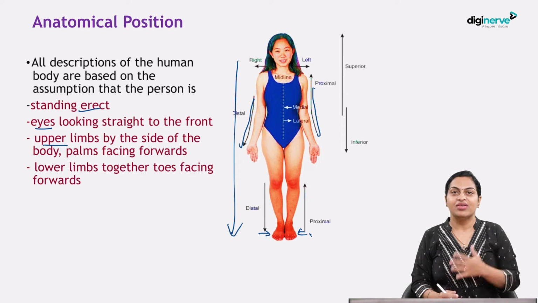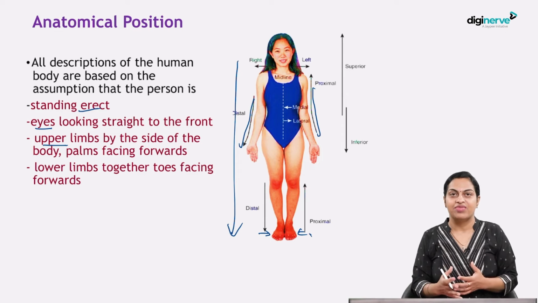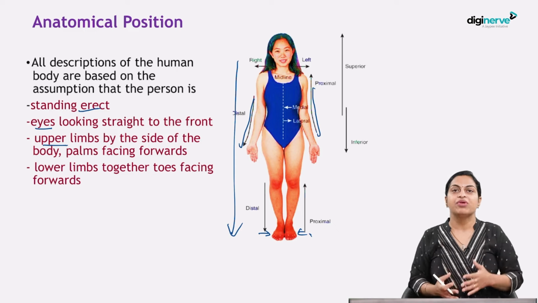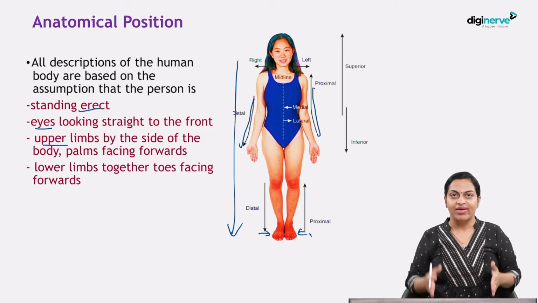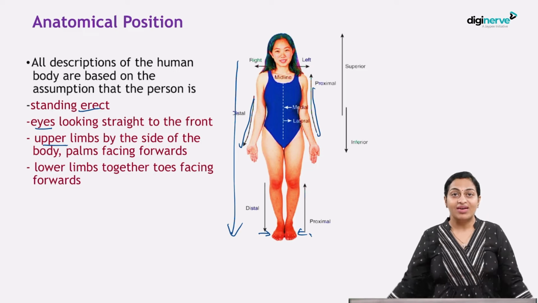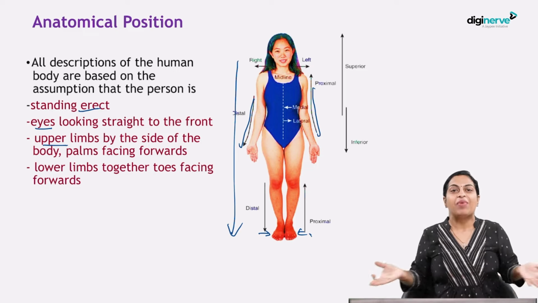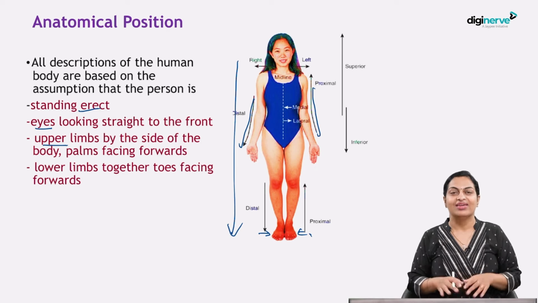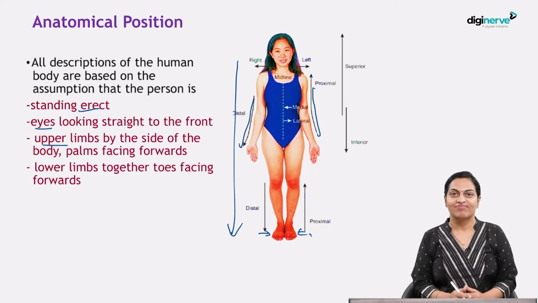I'll repeat it again. Whenever you're describing any terms, any organ, any viscera, we describe it in terms of the anatomical position. We imagine the person to be standing erect, eyes looking forward, upper limbs by the side of the body, palms facing anteriorly, and the feet together. Fine?